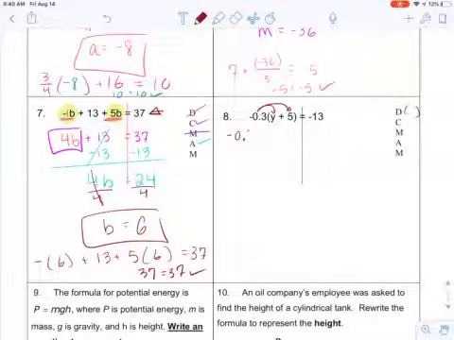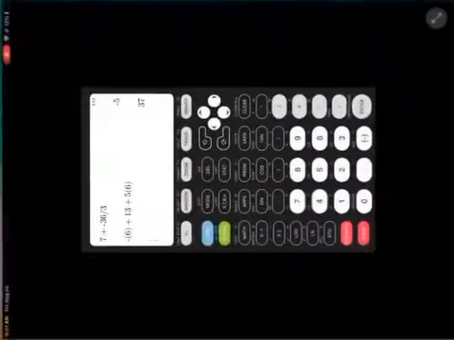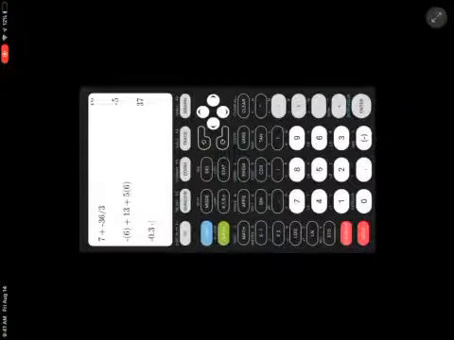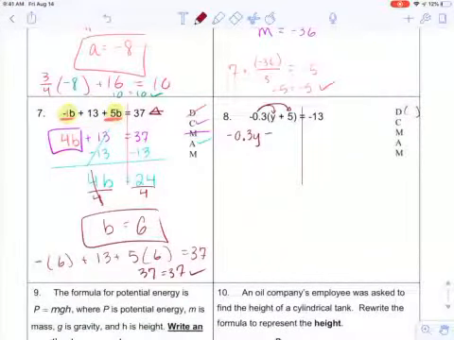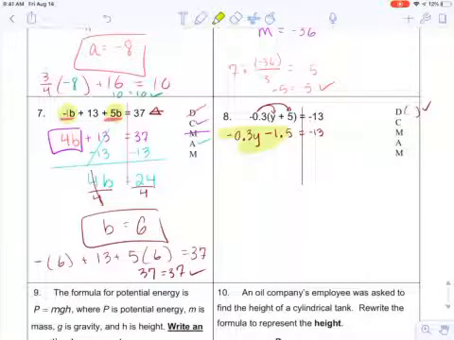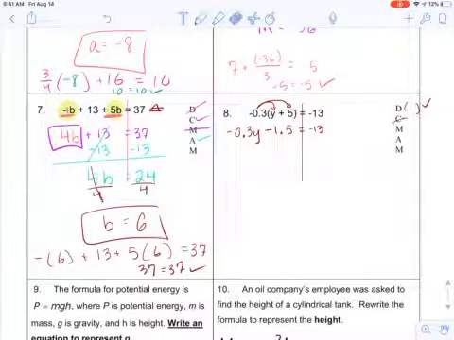Negative 0.3 times y is negative 0.3y. Negative 0.3 times 5 is negative 1.5. So minus 1.5, and is equal to negative 13. Combine like terms. I do not see any like terms on the left side, no like terms on the right side, so we don't need to combine. The variable is only on one side of the equation, so we don't need to move the variable.